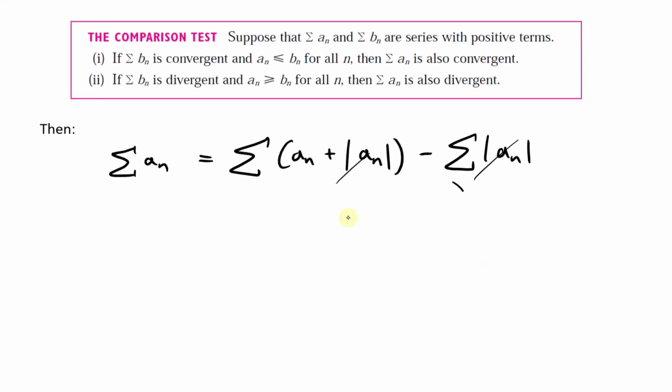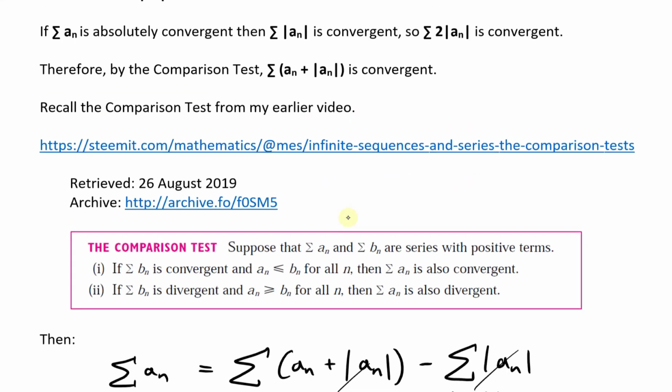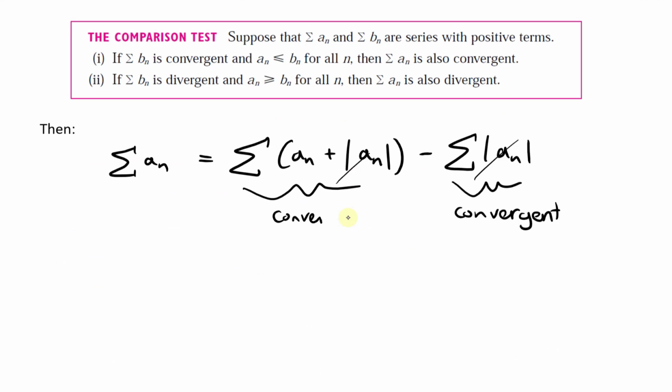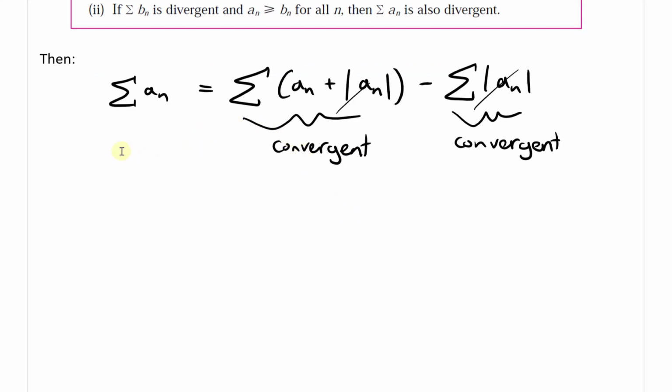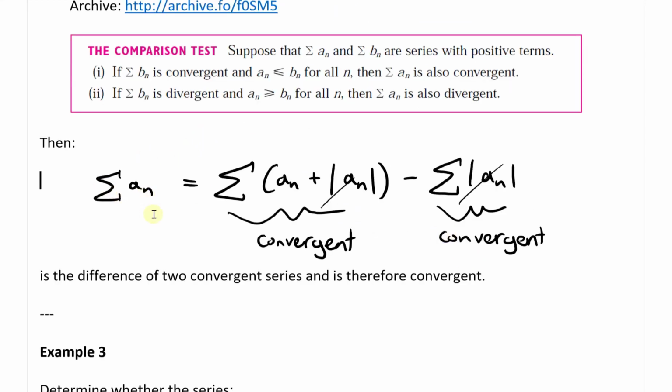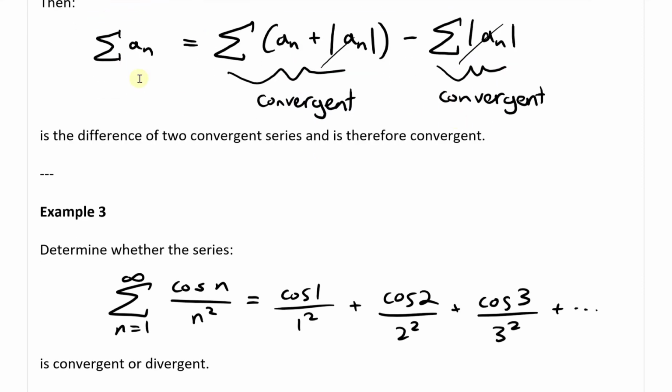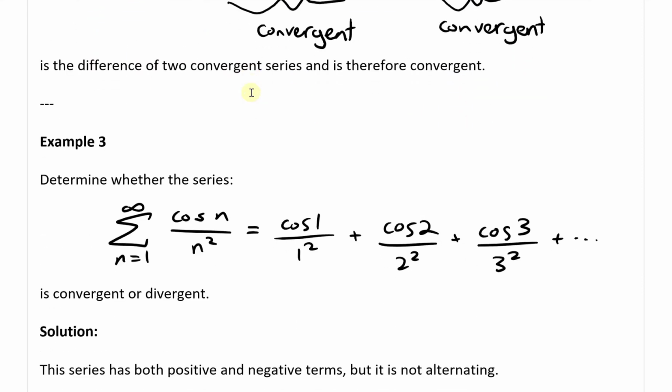But in other words, this is a convergent series. This is also a convergent series, as we showed above. So this summation of an plus absolute value of an is also convergent. So we have a difference of convergent series, and a difference of them is going to be convergent. So the series of an is a difference of two convergent series and is therefore convergent. If these limits are, say, L1 and L2, the result is L1 minus L2, and that's a number, or in other words, a limit. So it's therefore convergent.